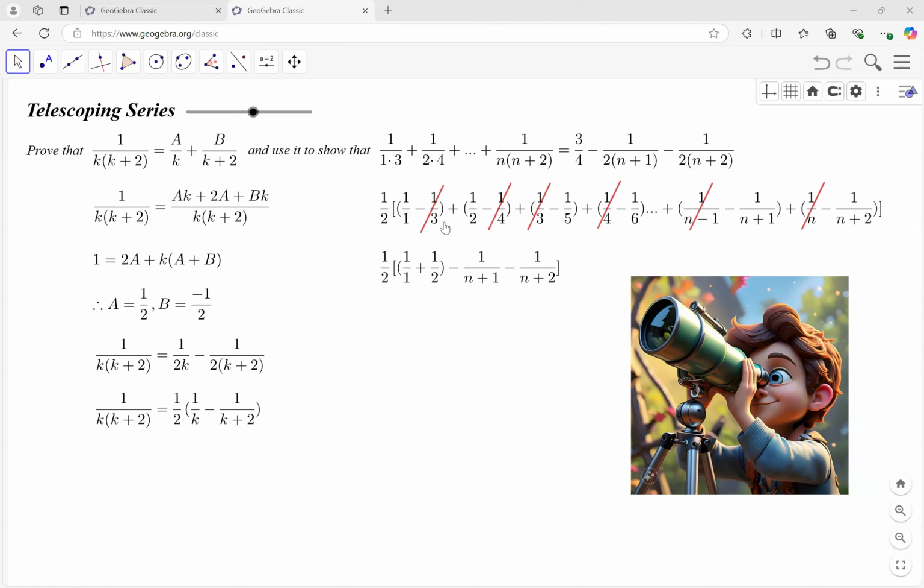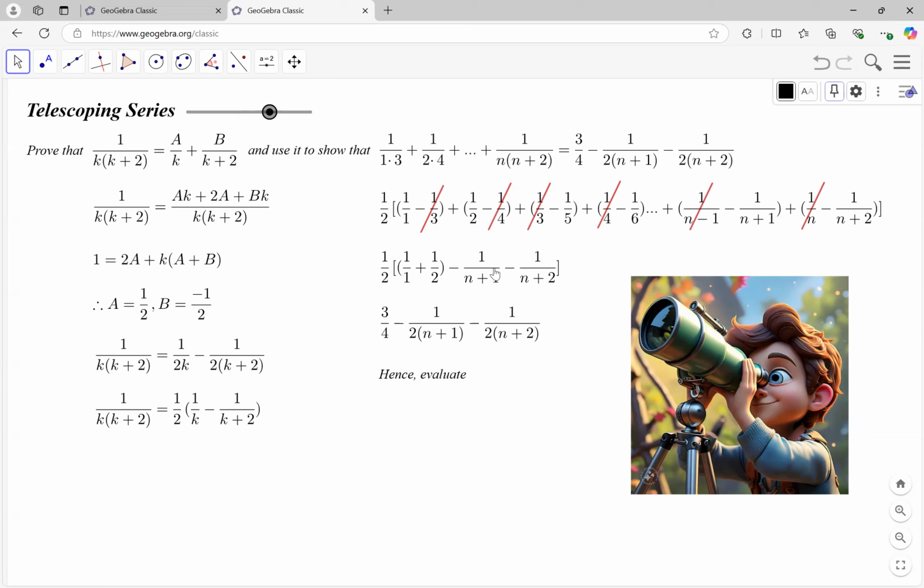And so these terms that have been crossed out are collapsing like a telescope, and then you're left with 1 on 2 multiplied by 1 on 1 plus 1 on 2 minus 1 on n plus 1 minus 1 on n plus 2. Expanding that 1/2 in, you get 3/4 minus 1 on 2n plus 1 minus 1 on 2n plus 2, which is what we needed to show. So that's the telescoping effect there.